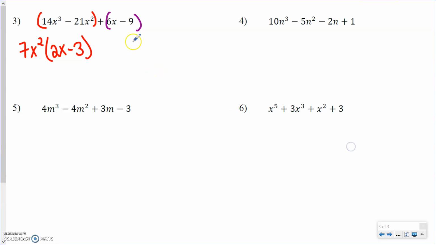For the second group, I can divide both of those terms by 3, but they don't have x's in common, so I have no x's there. So 6 divided by 3 is 2. 9 divided by 3 is 3. I should say negative 9.